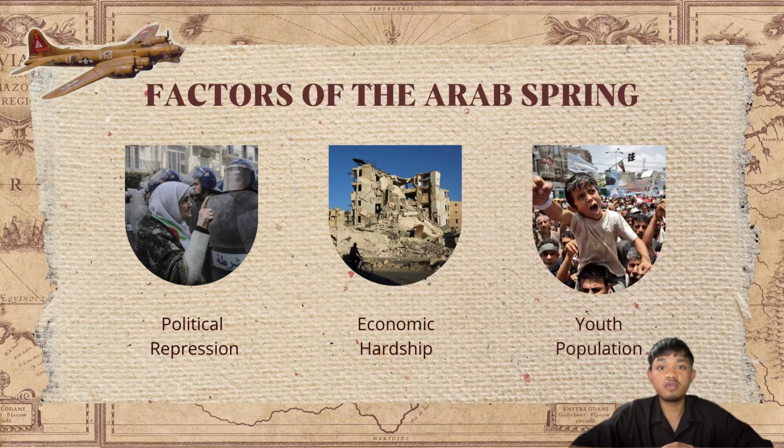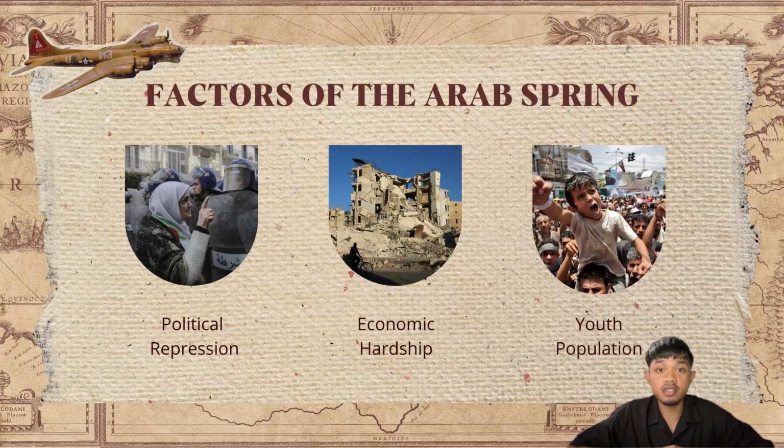Corruption was also a serious problem. Government officials and wealthy elites often took public money for themselves, while many people struggled to make ends meet. This growing gap between the rich and the poor made people feel even more unfairly treated.